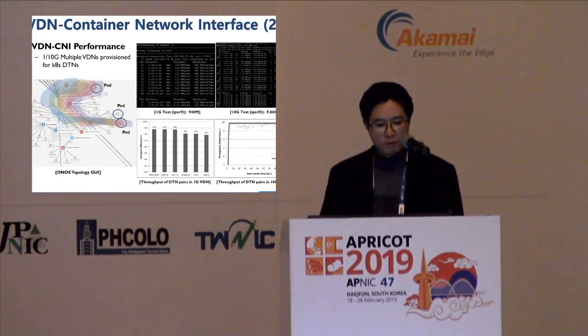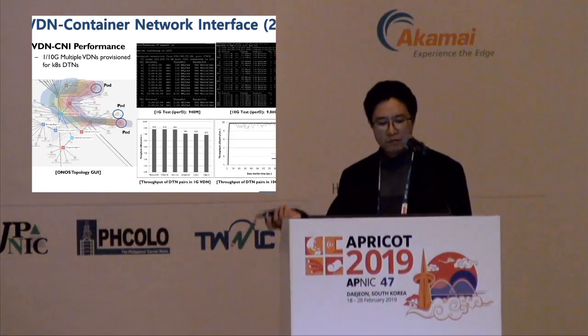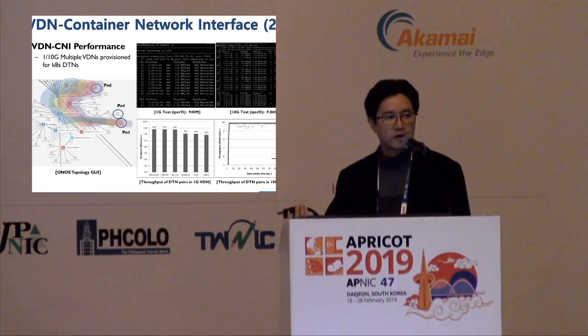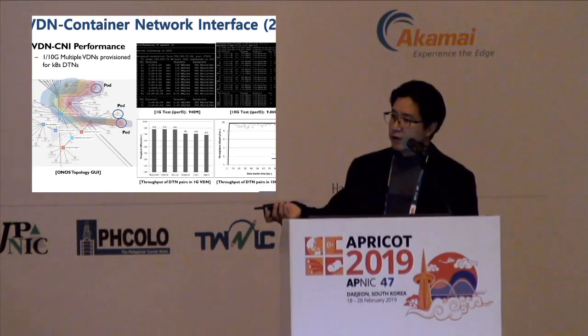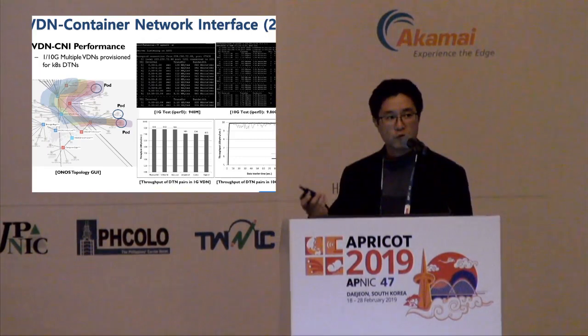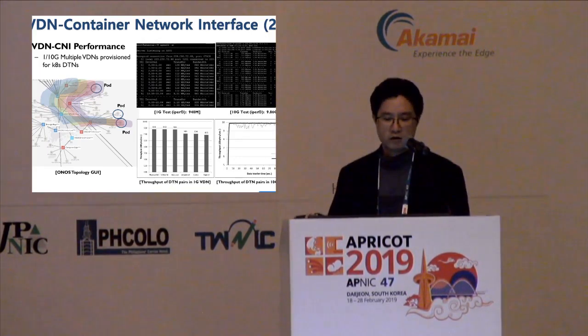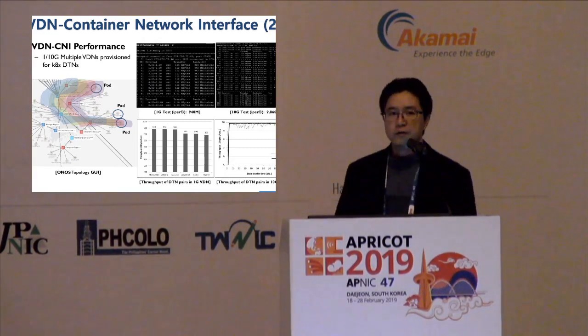So we measure the VDN CNI performance over 1 gigabit per second and 10 gigabit per second multiple virtual dedicated networks provisioned for a distributed Kubernetes testbed in Daejeon, Seoul, and Busan. You can see the iperf3 performance test result on the right side. They were tested for the throughput of pod pairs in 1G and 10G VDNs. And the test results show 940 megabit per second and 9.86 gigabit per second respectively for 1G and 10G VDN. So we can say it shows fairly nice network throughput.